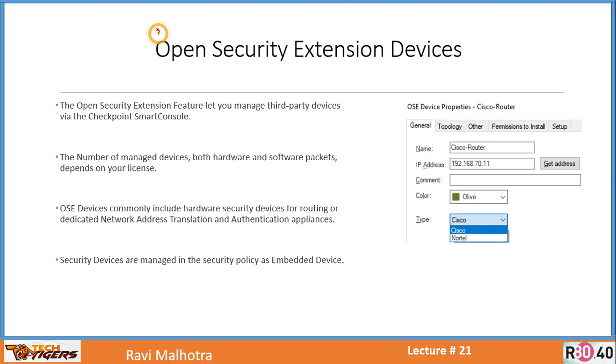Open security extension devices. This is a wonderful feature for integrating third-party security devices. The open security extension feature lets you manage third-party devices via the Checkpoint Smart Console. Okay. The number of managed devices, both hardware and software packets, depend on your license. It's a pure license-driven feature. OSE devices commonly include hardware security devices for router or maybe authentication devices and all that. And security devices are managed in the security policy as embedded devices. As in my configuration, I'm showing you that I have a Cisco router 70.11, and that's something I have created using Open Security Extension Devices.